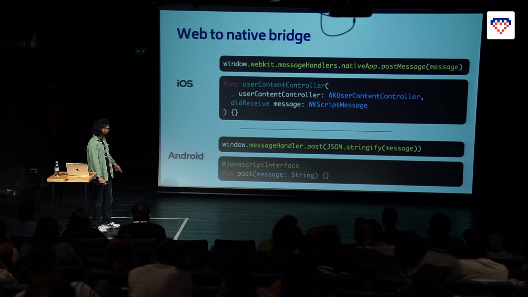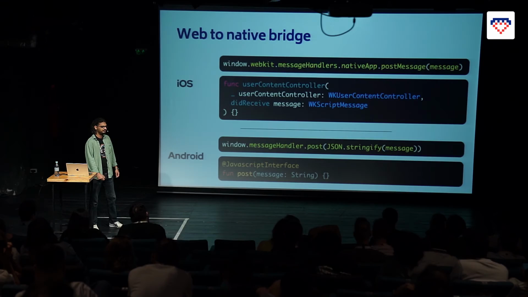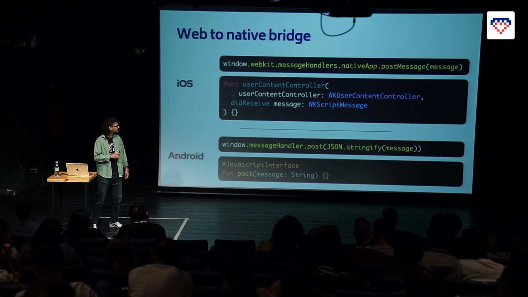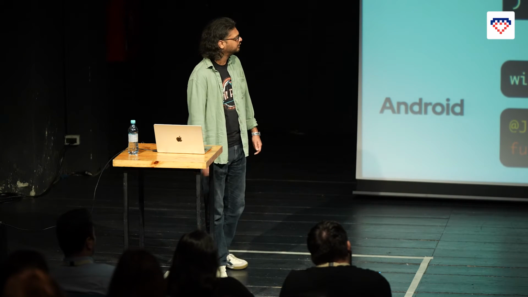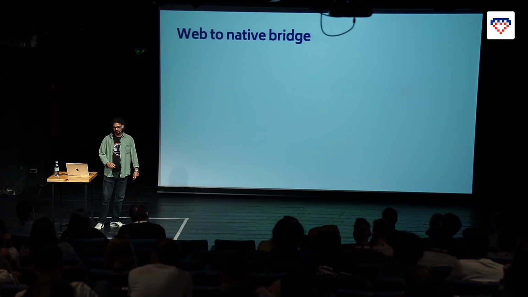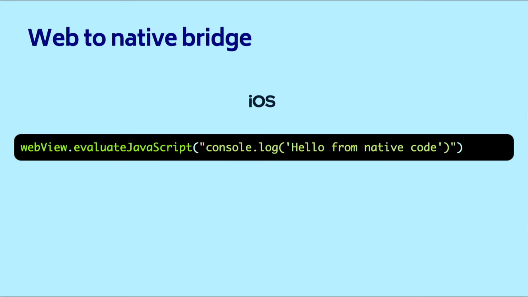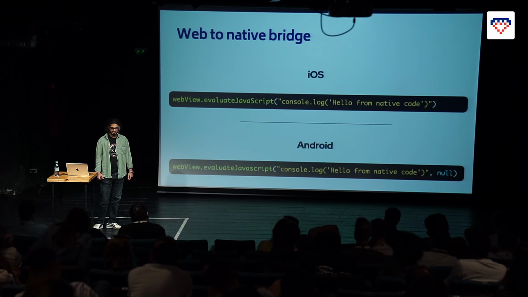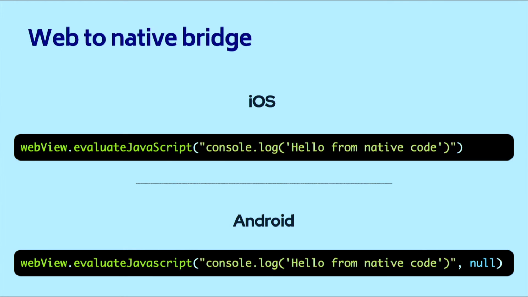Android has the same APIs. It looks slightly different, where we just need to declare a method as a JavaScript interface, and then we can call that method from JavaScript. So it's slightly different conceptually, but it basically accomplishes the same thing: we can send messages from web to native code. And we can go the other way as well. In Swift, you can just evaluate some JavaScript in a web view, and you can do the exact same thing on Android. This is really powerful because now we have two-way communication between native code and our web app.